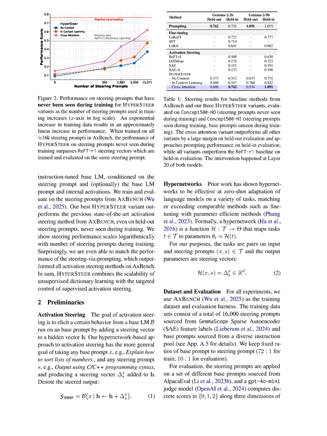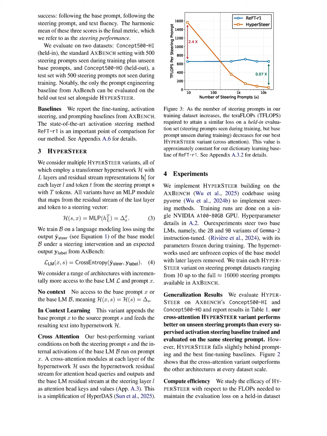HYPERSTEER was validated using the AXBENCH dataset, which included a total of 16,000 steering prompts sourced from Gemma Scope sparse autoencoder feature labels and a diverse instruction pool. The experimental design involved training and evaluating HYPERSTEER on two specific datasets: Concept 500 High, which contained 500 steering prompts seen during training, and Concept 500 Ho, which included 500 unseen steering prompts for testing.